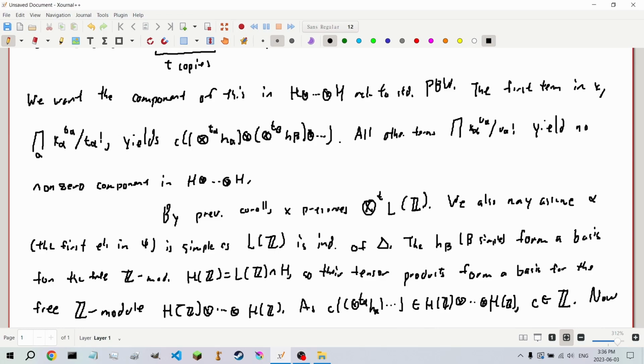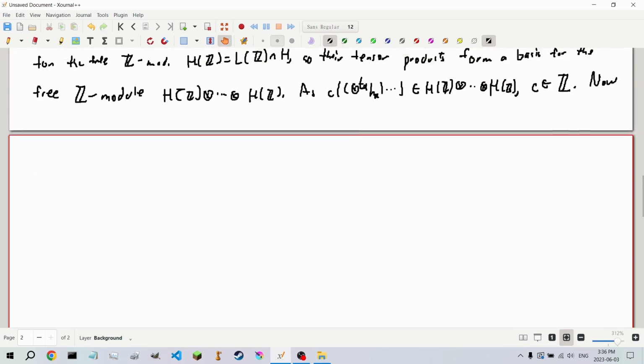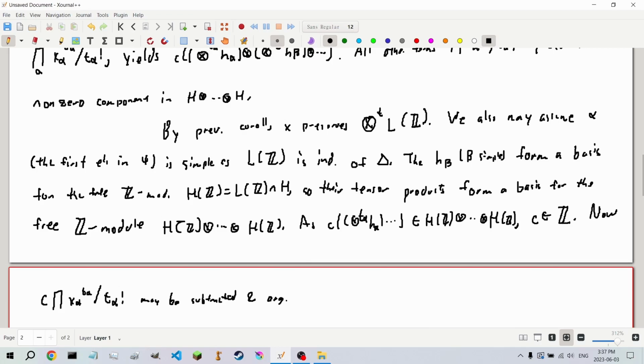Now, the term, which we can write on a new page, our term of C times the product of X alpha to the T alpha over T alpha factorial, may be subtracted and the argument repeated. So we are done by induction on the number of terms.